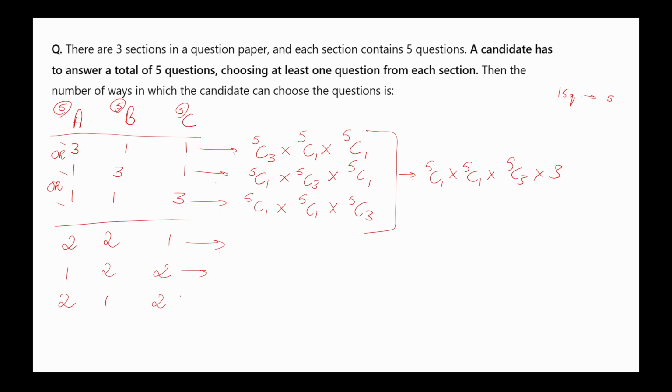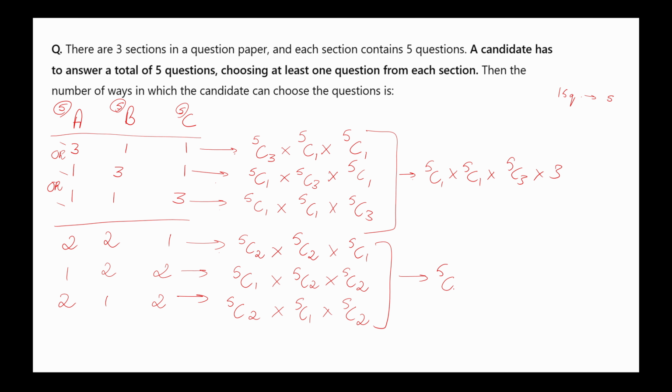Now let's look at this way. Here also, again, I will be using the same concepts. I have 5 questions in A and I have to choose only 2. So I can write it down as 5C2 into same way 5C2 into 5C1. Same thing goes for here as well. 5C1 into 5C2 into 5C2. Here also 5C2 into 5C1 into 5C2. Now you can see that all these 3 are same again. So I can write it down as 5C1 into 5C2 into 5C2 into 3.